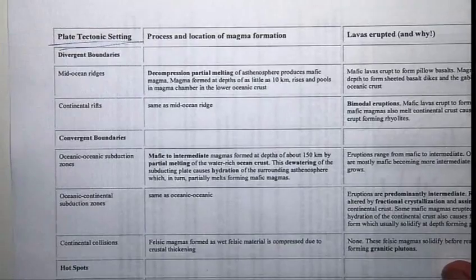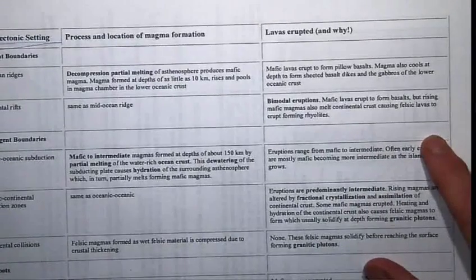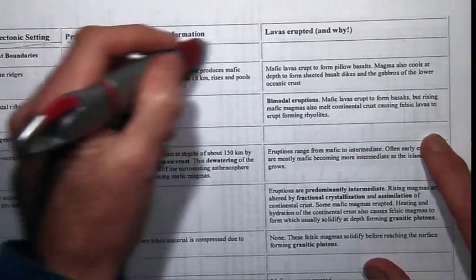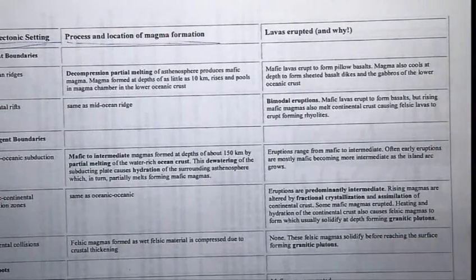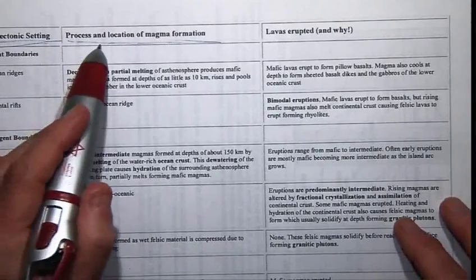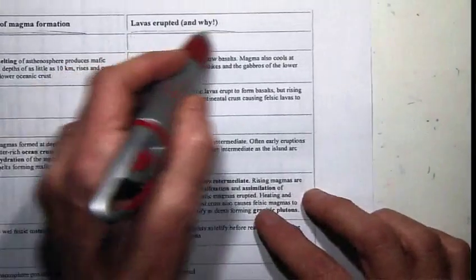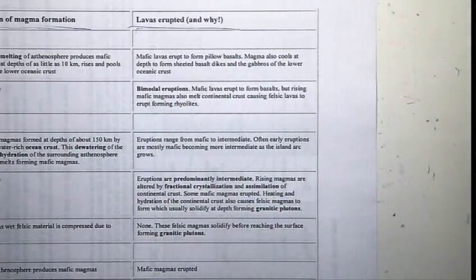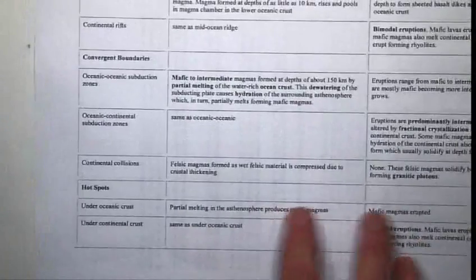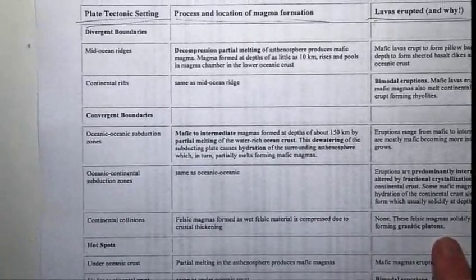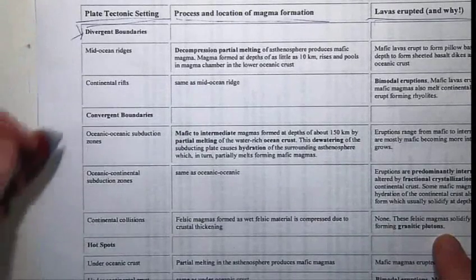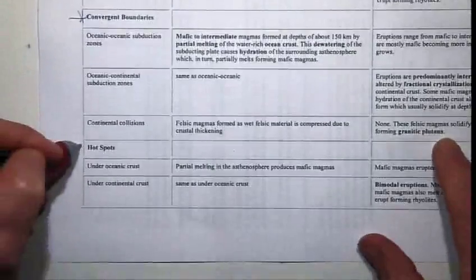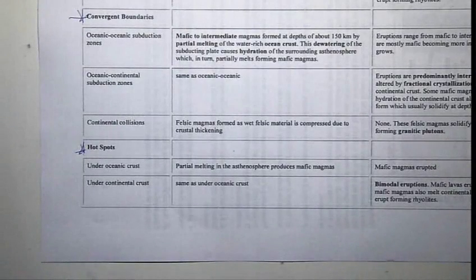But it gives plate tectonic setting, the process of forming magma, because remember the Earth is solid, so we have to form molten rock somehow, the process of doing that and the location, and lavas that erupt, and if they do, why do they erupt at that spot. So you can see that it does divergent boundaries, convergent boundaries, and hot spots. We're going to go over all those, but that puts it all into a nice table.